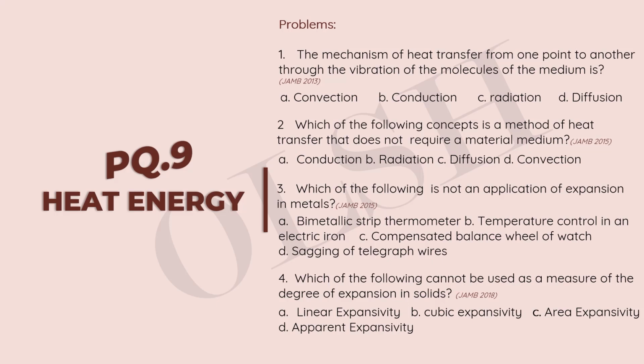Number three, which of the following is not an application of expansion in metals? A, we have bimetallic strip thermometer. B, we have temperature control in an electric iron. C, we have compensated balance wheel of watch. D, we have sagging of telegraph wire. There is application and there is effect. All right, so let's look from A.